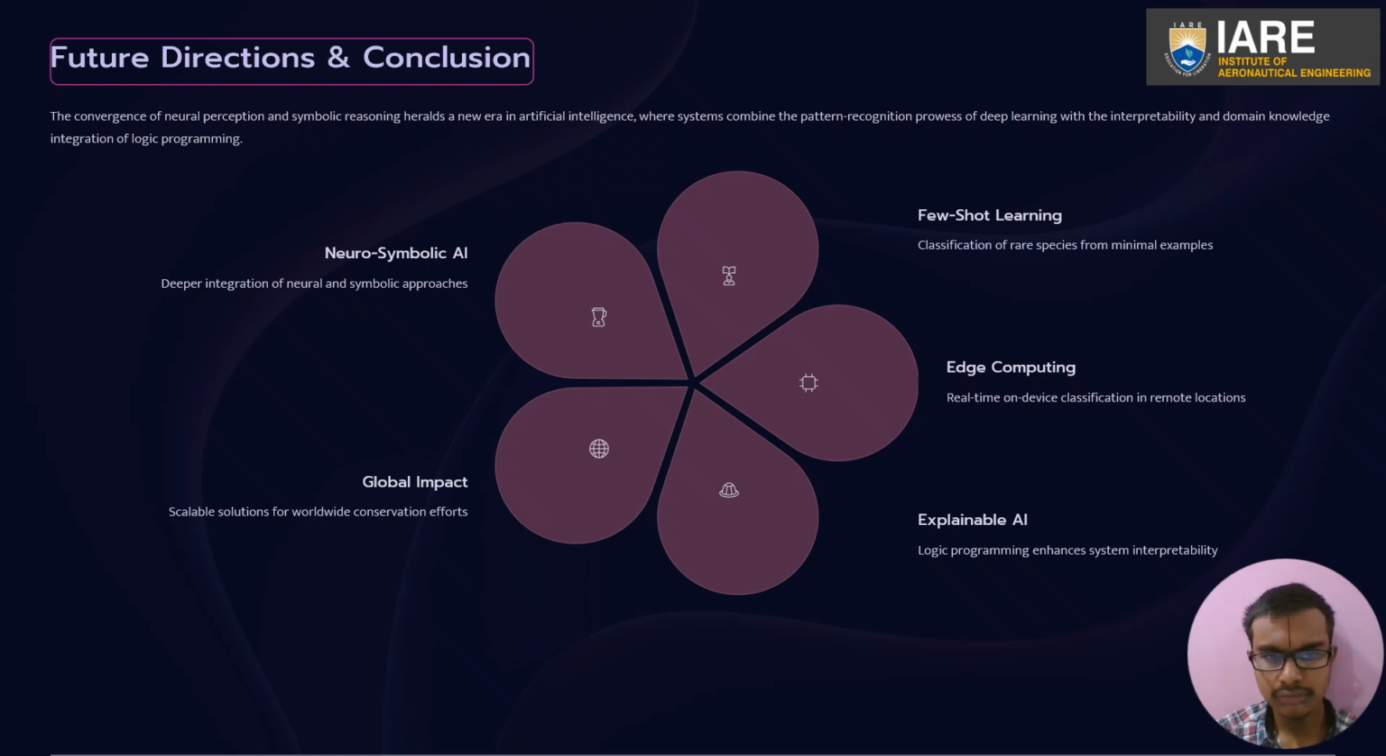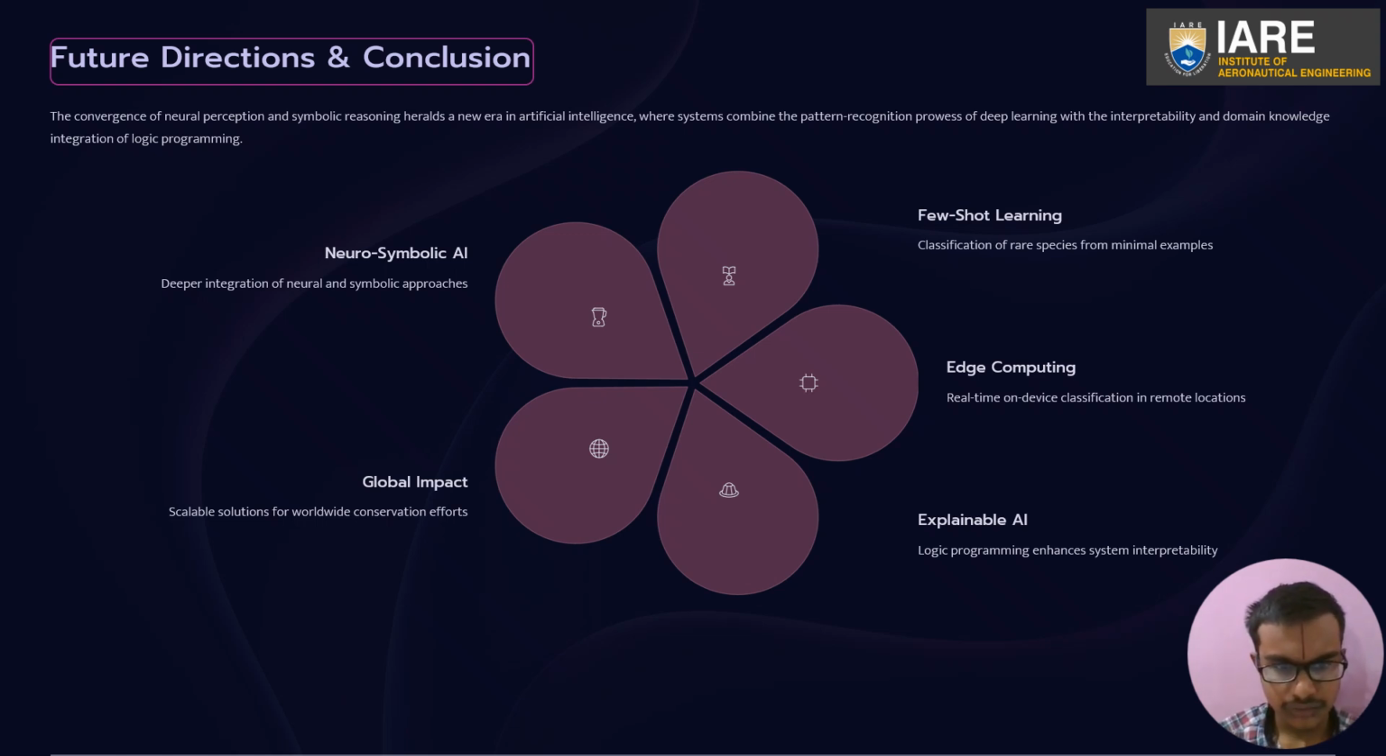Now, before concluding the topic, I would like to explain about the future directions of this. The convergence of neural perception and symbolic reasoning heralds a very new era in AI, where systems combine the pattern recognition process of deep learning with the interpretability and domain knowledge integration of logic programming. Basically, five directions we have to discuss.